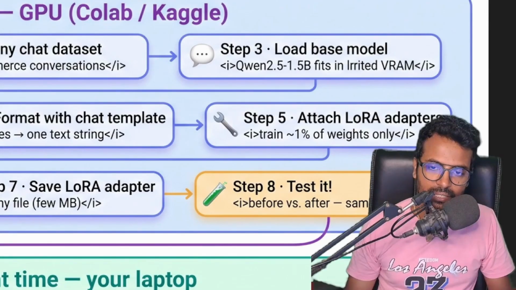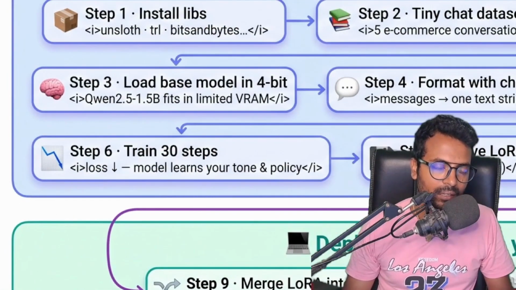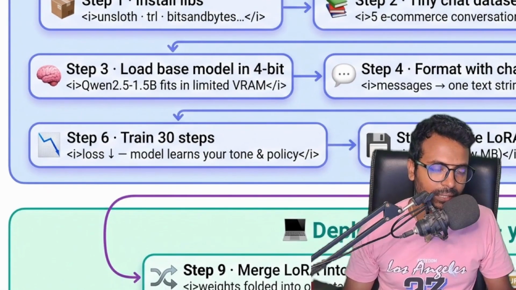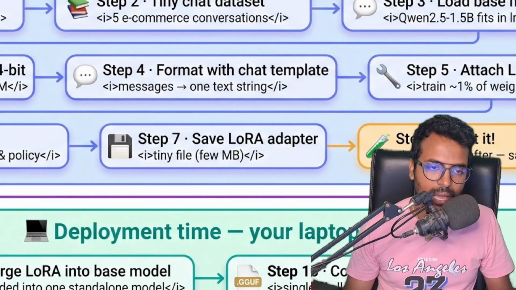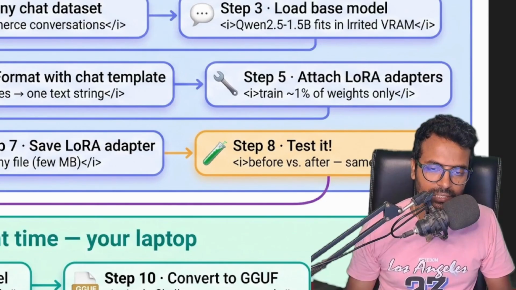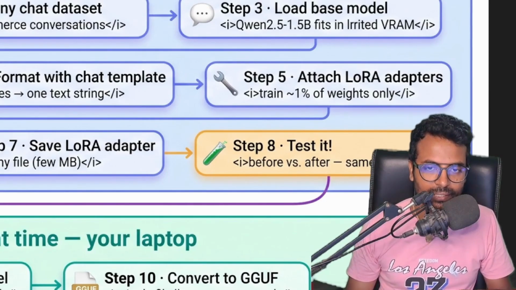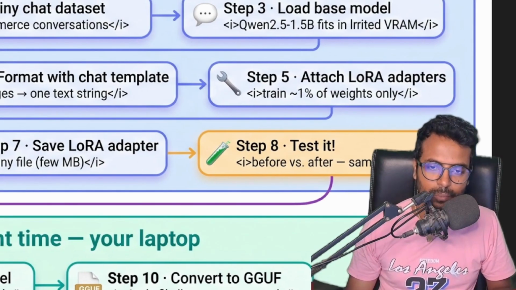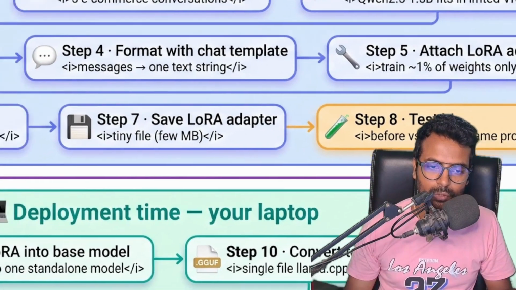And then the next step is to attach the LoRA adapters. Once that is completed, we have to train on the data. The training we are using currently is 30 steps, but later on we will do more. And then finally we save the LoRA adapter. Once you save the LoRA adapter, we can verify what the result was before customizing the LLM and what the new response is after customizing it. So we will compare both in step 8.